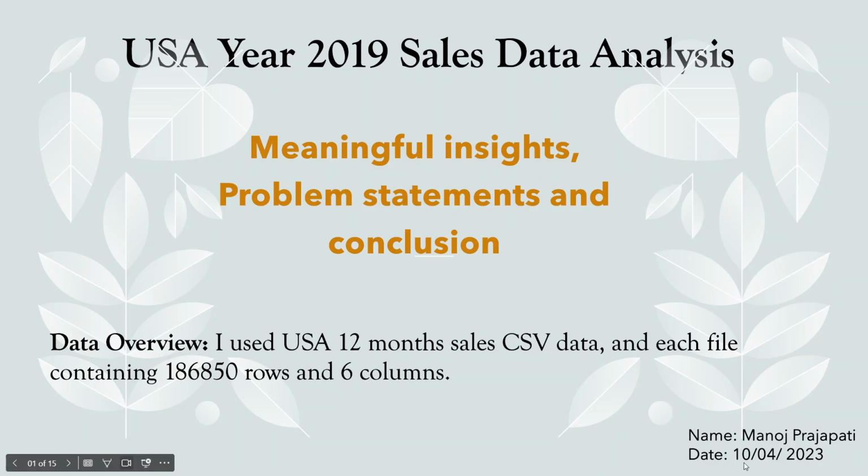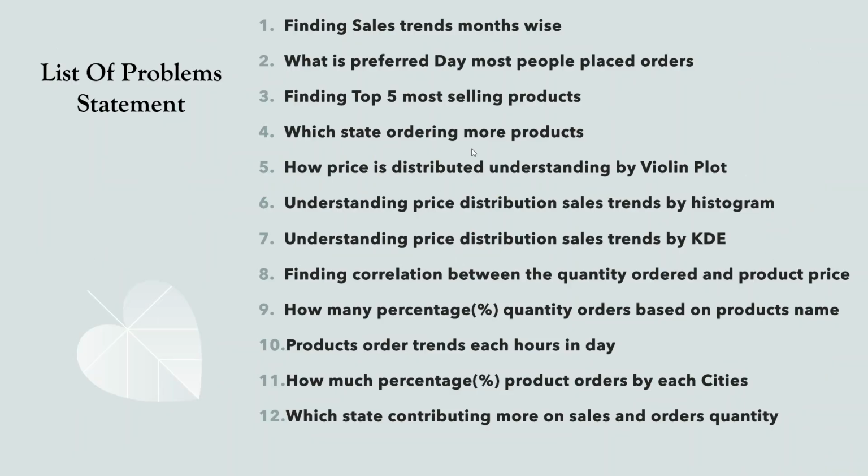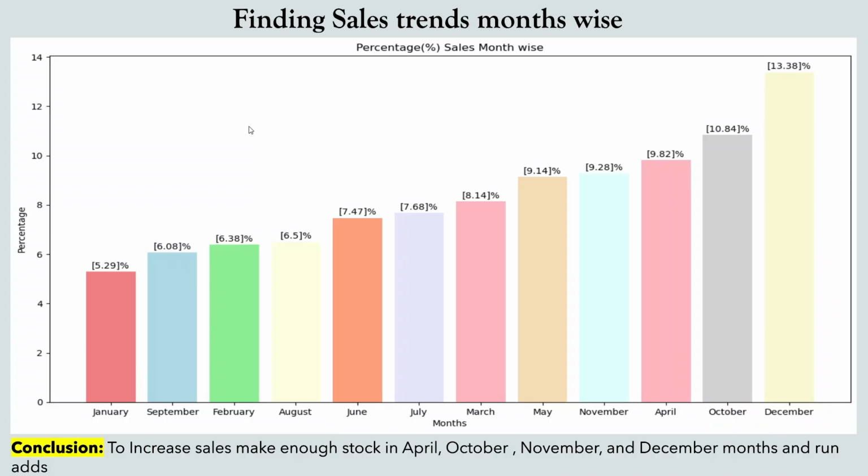Now if I move to the next slide, in it I put all the questions that we are going to solve. Then I put the question name, whatever I'm finding in this graph, and then I give the conclusion after seeing this visualization and graph. So this is finding the sales trend month-wise. There is a month and the sales, so how sales are increasing according to month.